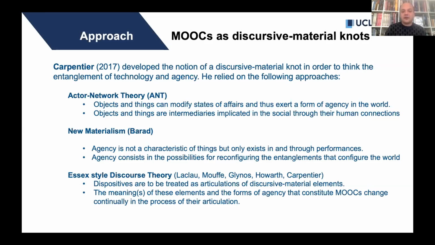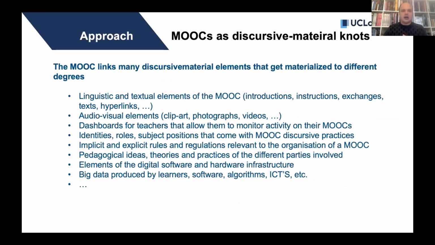And thirdly, the third component there is Essex-style discourse theory, in the sense that Carpentier draws on this perspective in order to think of dispositives as articulations of elements, not just of discursive elements, but of discursive material elements. And the meanings of these elements and the forms of agency that constitute MOOCs would then change continually in the process of their articulation. What then are these discursive material elements that get materialized to different degrees in a MOOC?